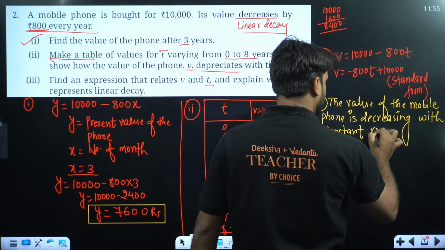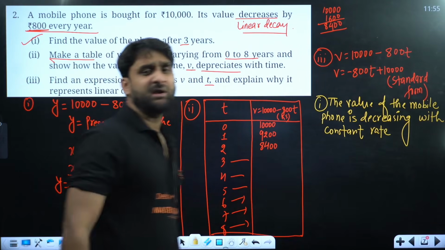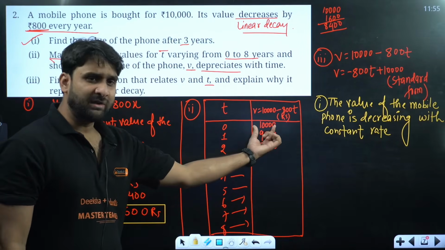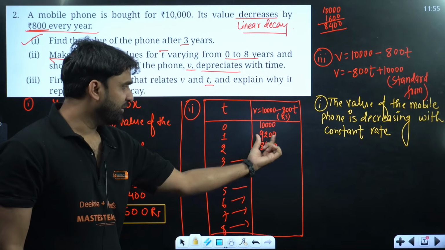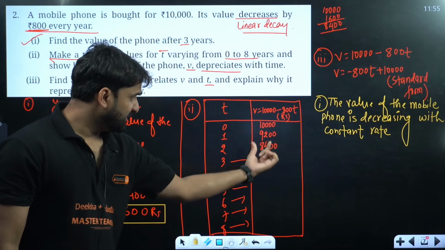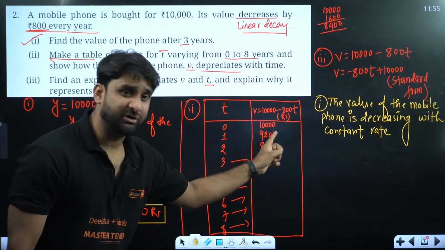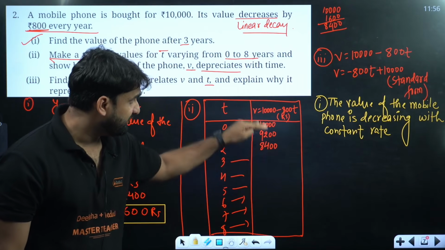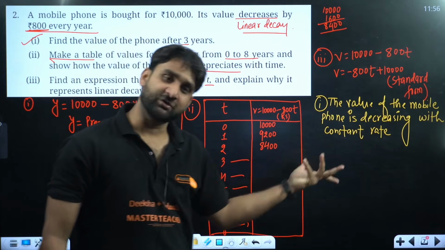With constant rate. That's why we can say this is linear decay. Look, 10,000, 9,600, 9,200, 8,400. You can find the gap between each consecutive number is equal. So the value is decreasing with constant rate. So this is linear decay.